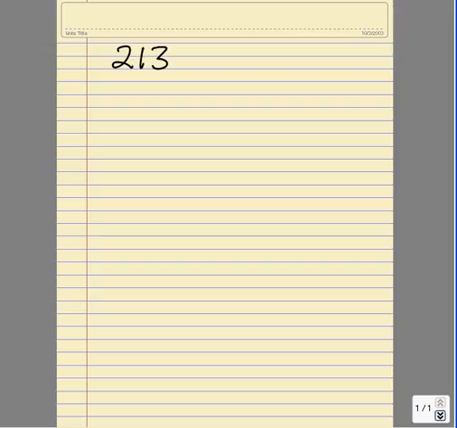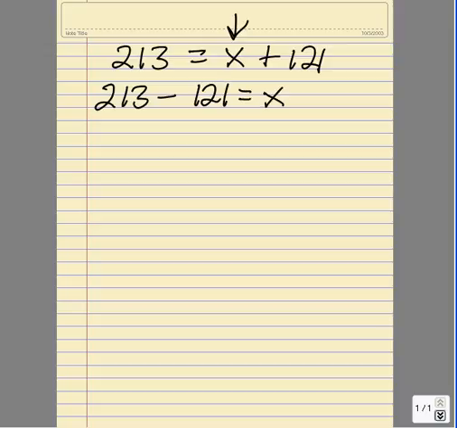213 equals x plus 121. Okay, we look for the variable x on this right-hand side right here, and we can see that we're adding 121, so we need to subtract 121 from both sides. So let's write 213 minus 121 equals x plus 121 minus 121. That'll be our inverse operation to subtract 121 from the addition of 121.